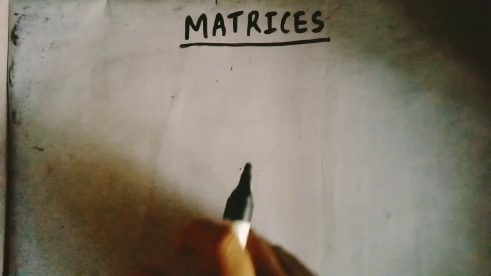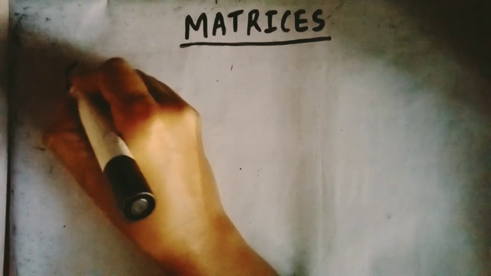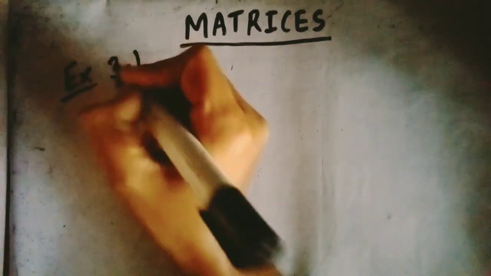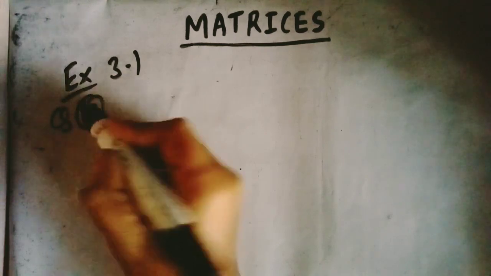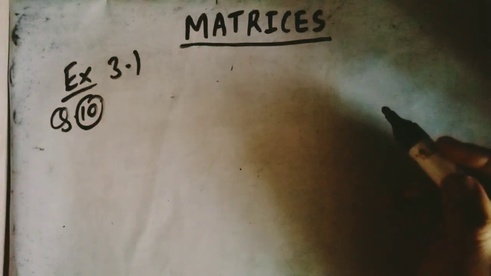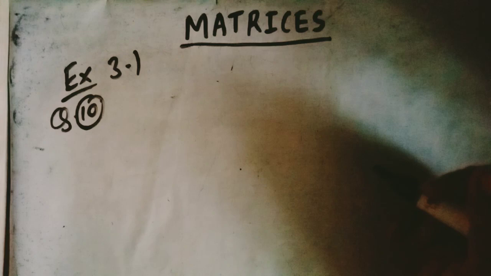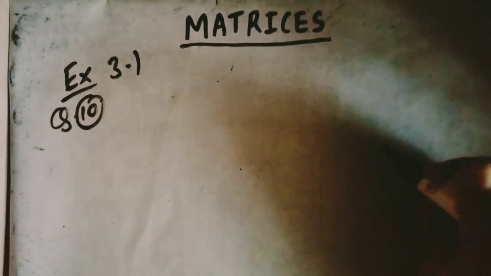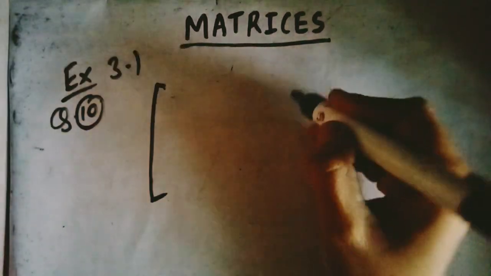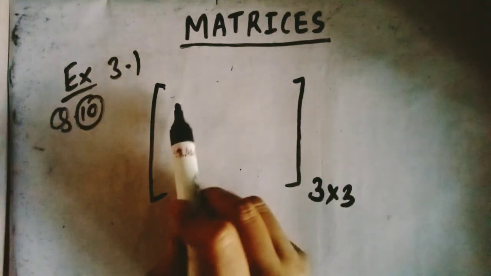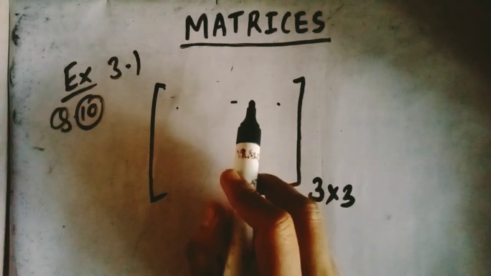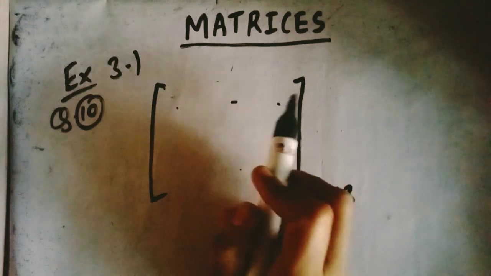There is one question in exercise 3.1, question number 10. It is an MCQ: the number of all possible matrices of order 3 by 3 with each entry 0 or 1. So we have a 3 by 3 matrix, and you have to fill these places, each entry with 0 or 1.